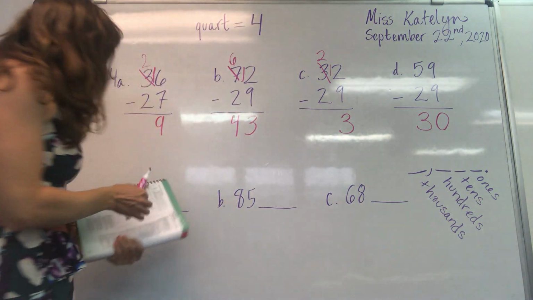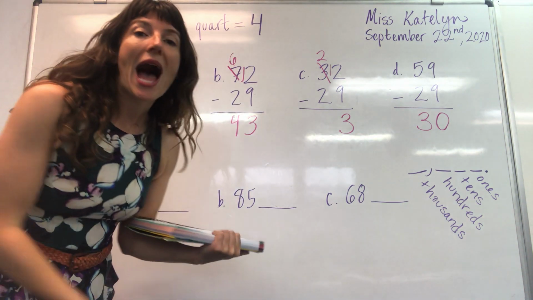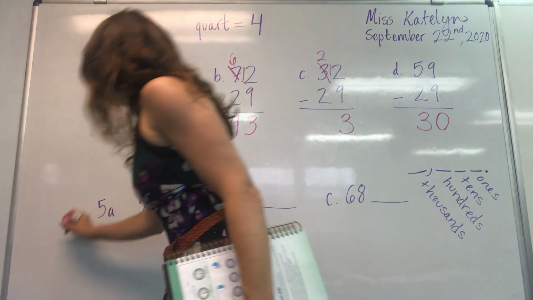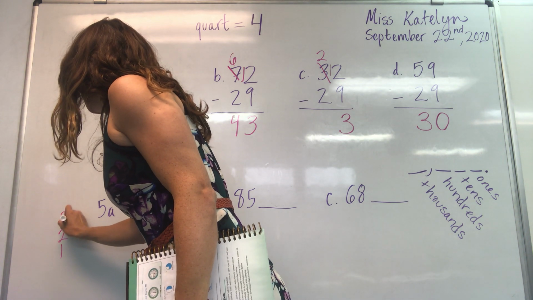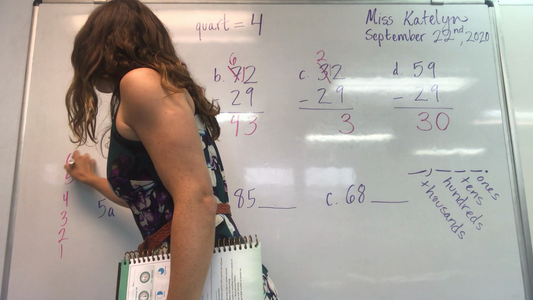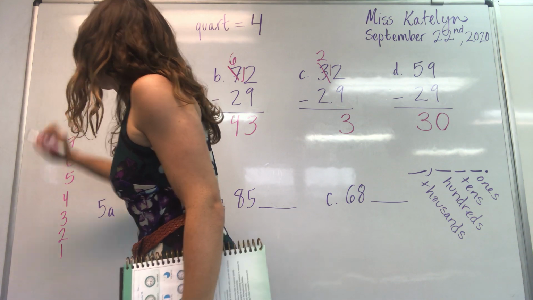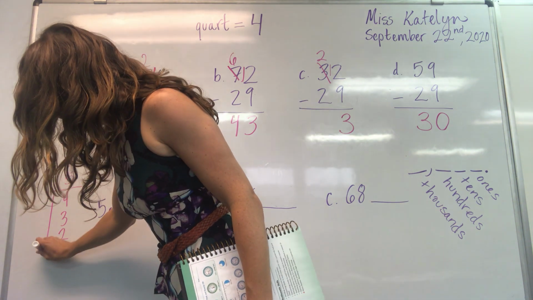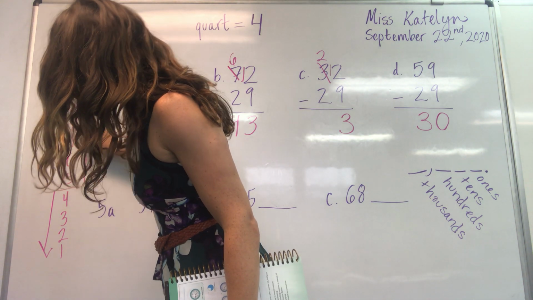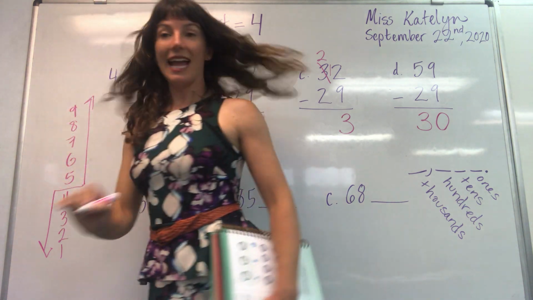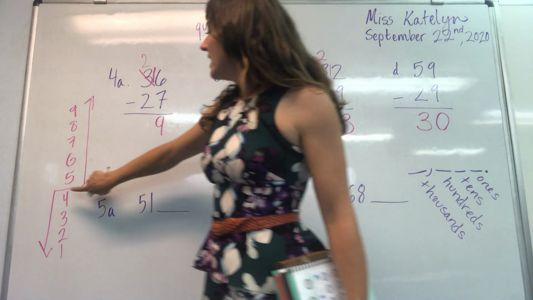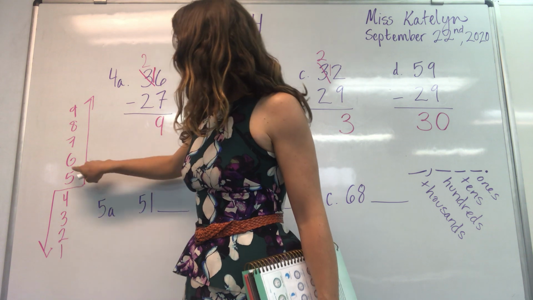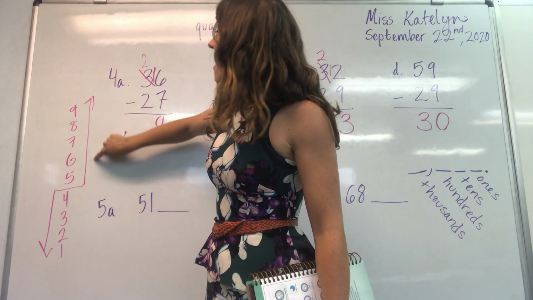Here we go. Section 5, they want you to round to the nearest 10. Now, we already talked about this in class, so I just want to remind you. 1, 2, 3, 4, 5, 6, 7, 8, 9. Down, up. Okay? So that's the difference. If it's a 4, 3, 2, or 1, you're going to round down. If it's a 5, 6, 7, 8, or 9, you're going to round up.